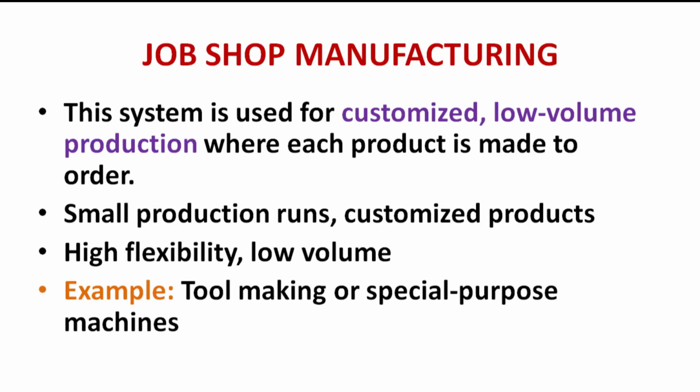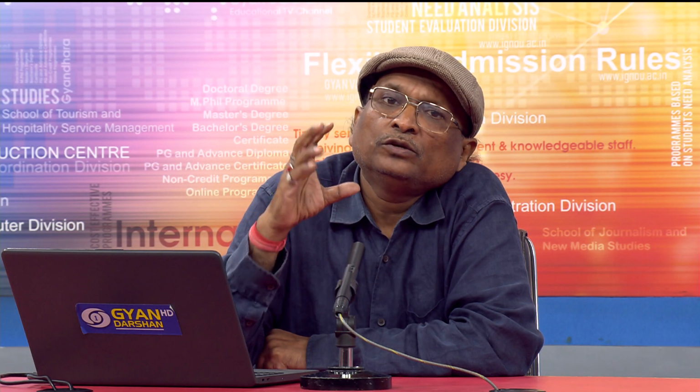First manufacturing system is a job shop manufacturing system, which is known for customized and low volume production. This is a small production run, customized product, high flexibility and low volume. I will give you one example. Suppose I want to make a power press. Now a 20-ton power press needs different components. But since it has been ordered by a company, we are making only one 20-ton press for one automobile company or any other company.